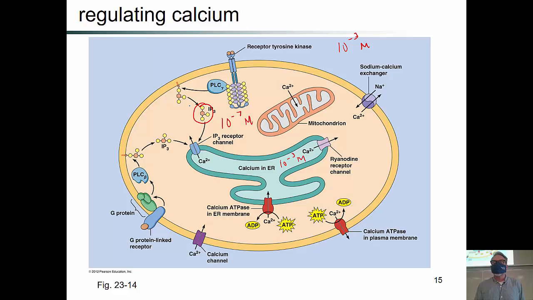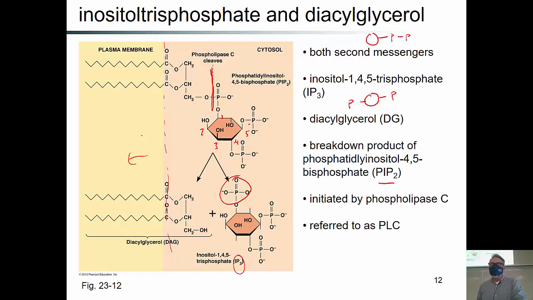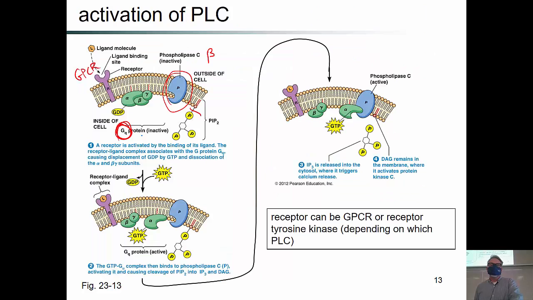A very fast reaction. I should point out that that little diacylglycerol component in the membrane also is a signaling molecule, but we're not going to discuss what it does today. You'll look at that in Biology 360. So there's actually two signaling molecules produced here, one that's cytosolic and one that remains in the membrane.